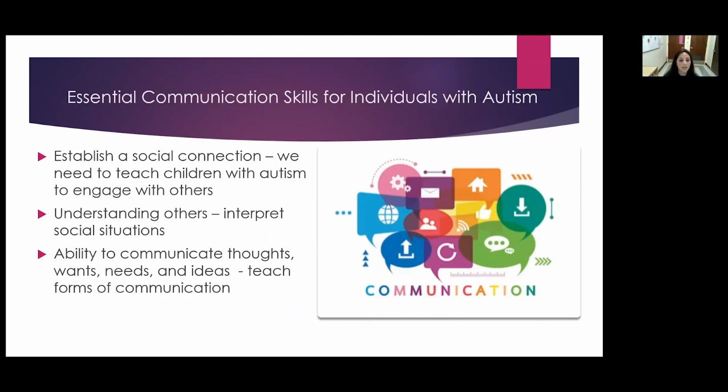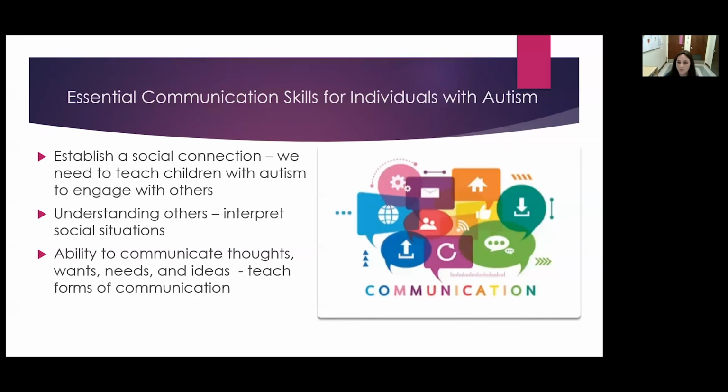Okay, so we want to establish a social connection, right? We need to teach children with autism to engage with others. That doesn't come easily to children with autism, so we really want to establish that social connection. We need to teach these children to engage with others and get along with their peers. We need to teach them to understand others, right? When we have social interactions, neurotypical individuals, right?